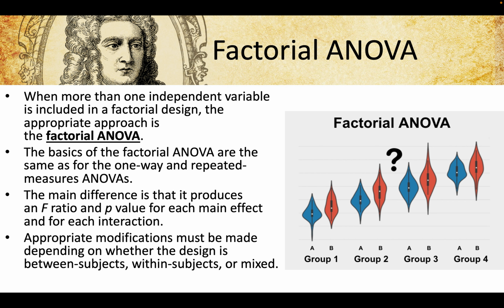When more than one independent variable is included in a factorial design, the appropriate approach is the factorial ANOVA. The basics of the factorial ANOVA are the same as for the one-way and repeated measures ANOVAs. The main difference is that it produces an F ratio and a p-value for each main effect and for each interaction. Appropriate modifications must be made depending on whether the design is between subjects, within subjects, or mixed.